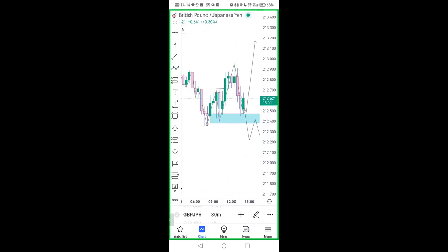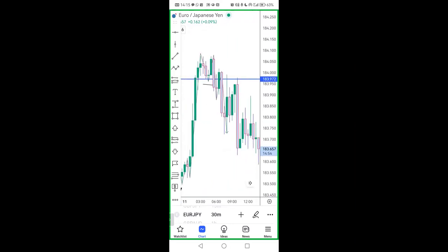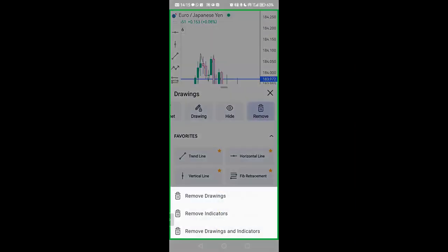So that is for pound yen. Let's look at what euro yen did. Euro yen was the better price action person today.